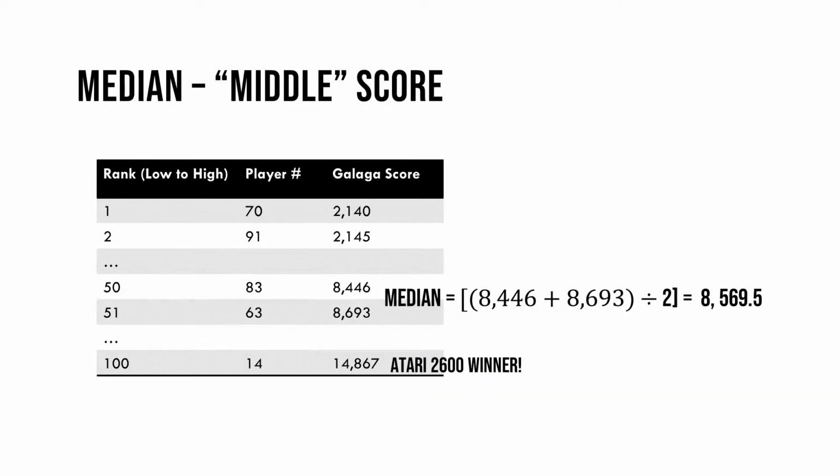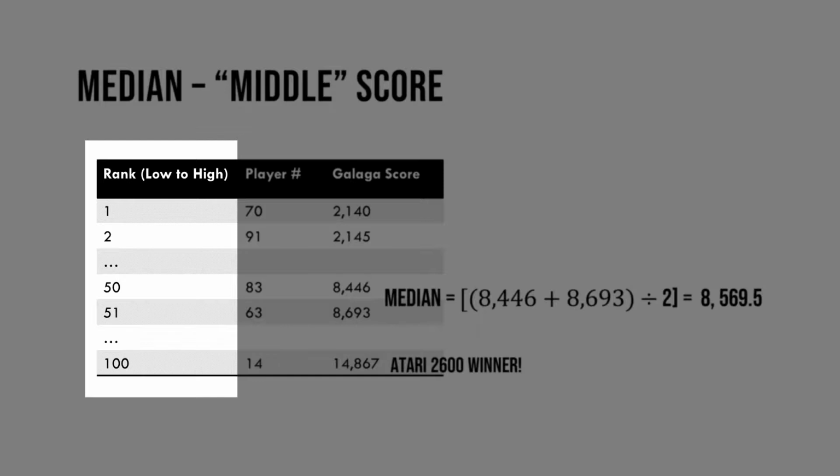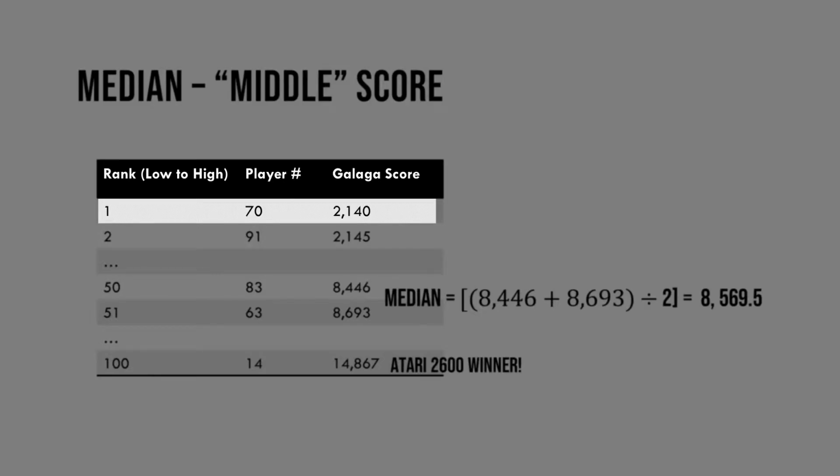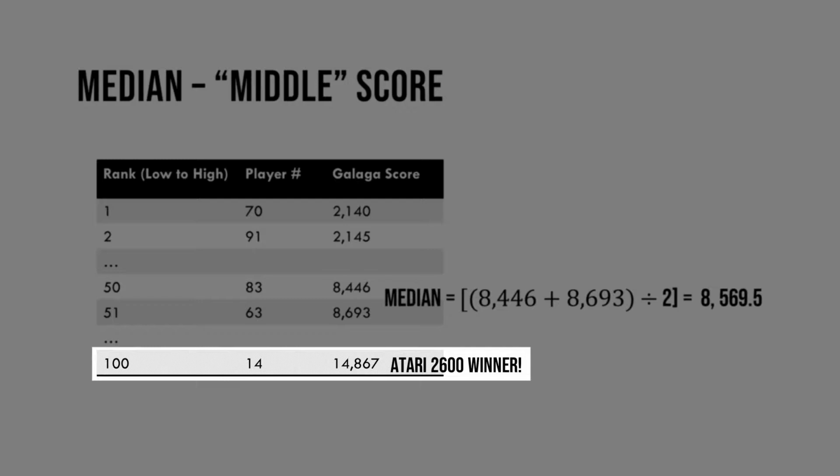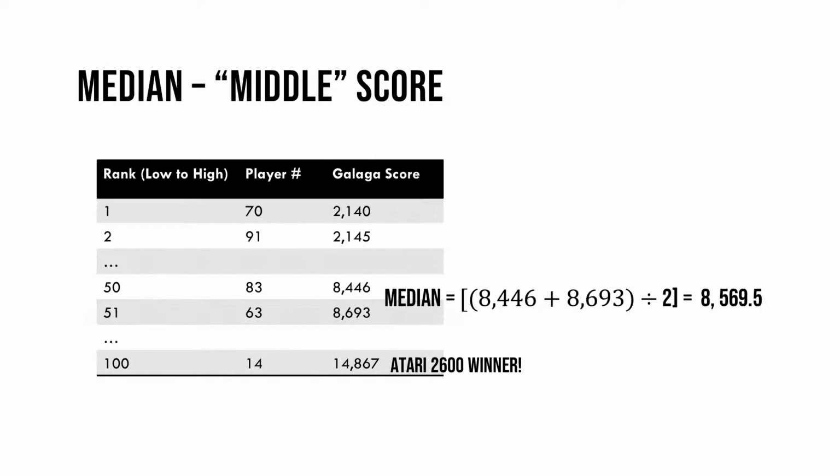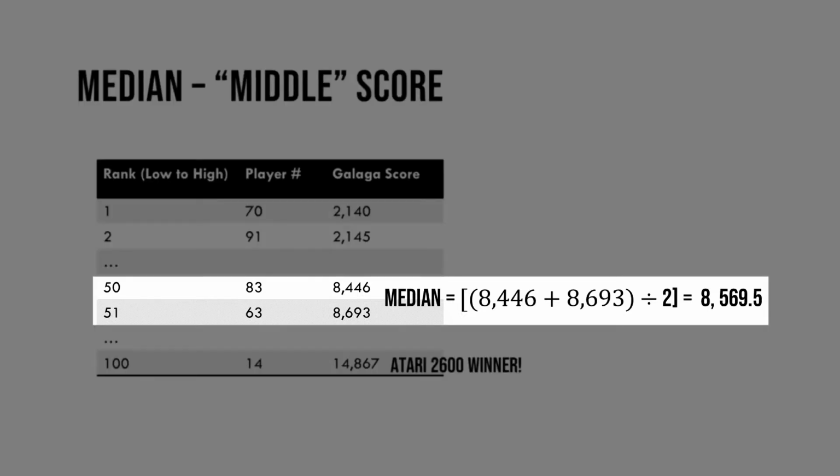The median is the middle score in a distribution. You can find the median score by sorting all of the scores from lowest to highest and finding the middle score. We can see that player number 70 had the lowest Galaga score of 2,140 points. Our Atari 2600 winner had the highest score of 14,867 points. The middle score in our sample is the average of players 83 and 63, which turns out to be 8,569.5.